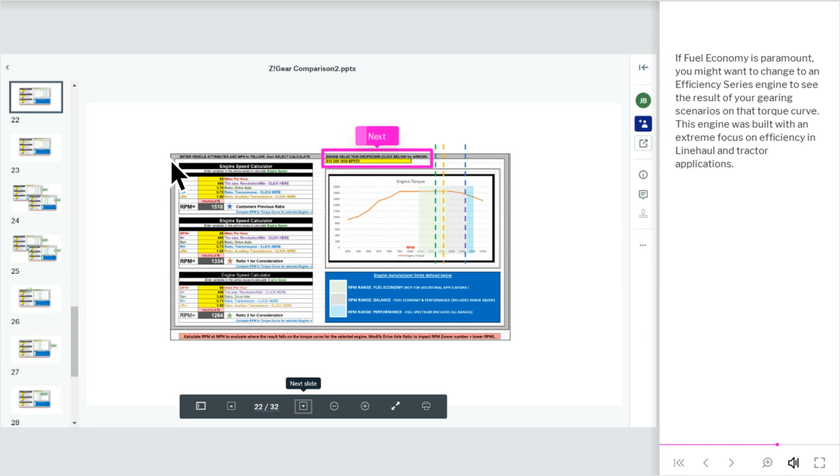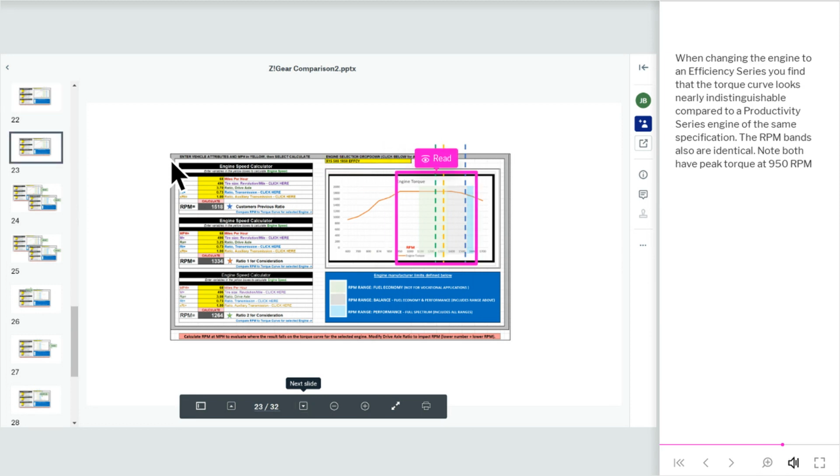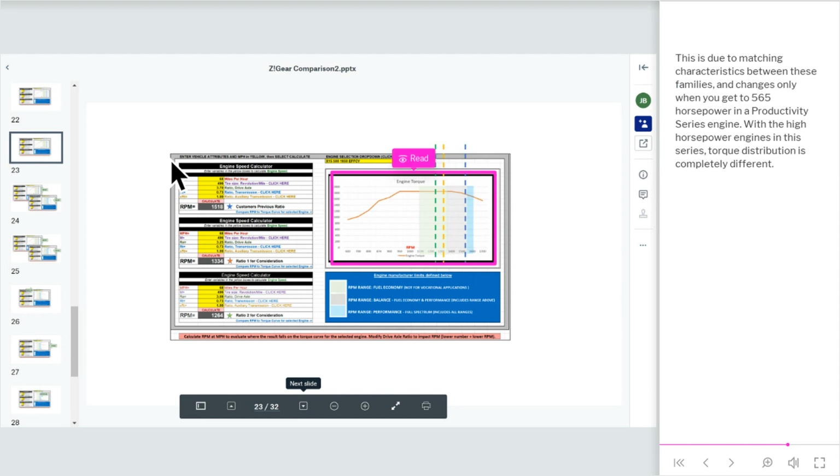This engine was built with an extreme focus on efficiency in line haul and tractor applications. When changing the engine to an efficiency series, you find that the torque curve looks nearly indistinguishable compared to a productivity series engine of the same specification. The RPM bands also are identical. Note both have peak torque at 950 RPM. This is due to matching characteristics between these families, and changes only when you get to 565 horsepower in a productivity series engine. With the high horsepower engines in this series, torque distribution is completely different.